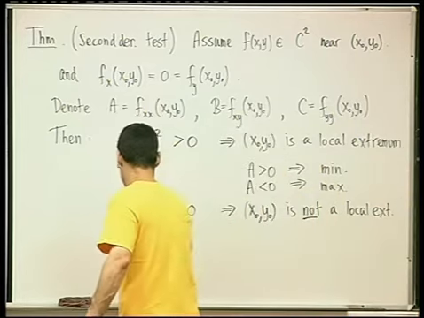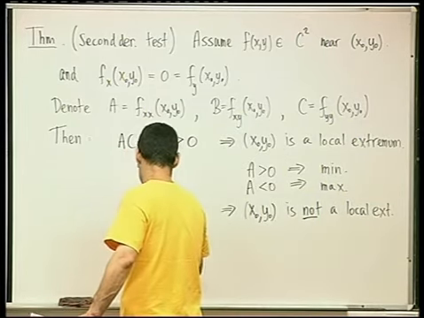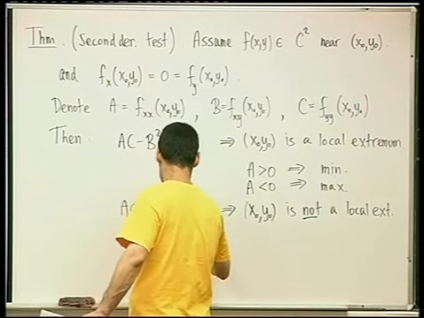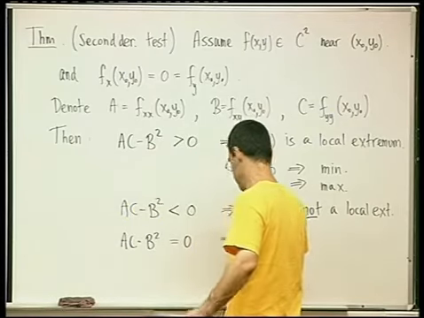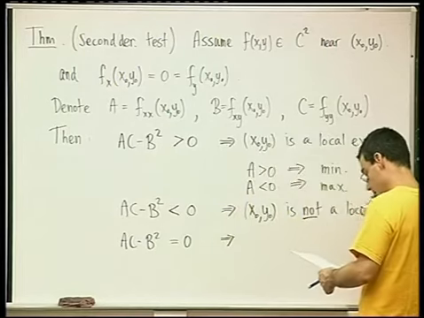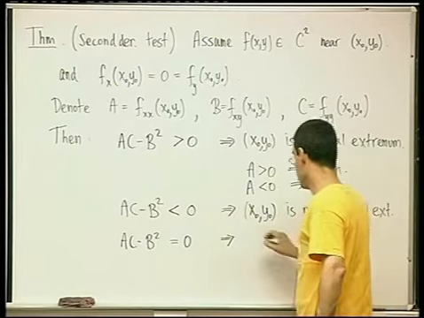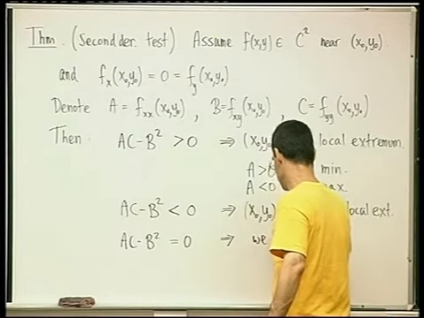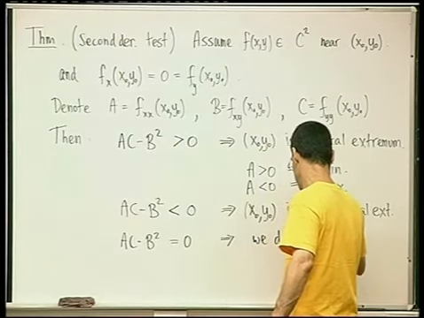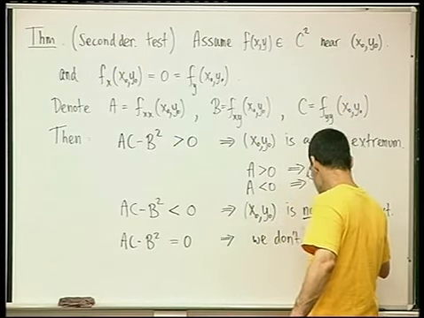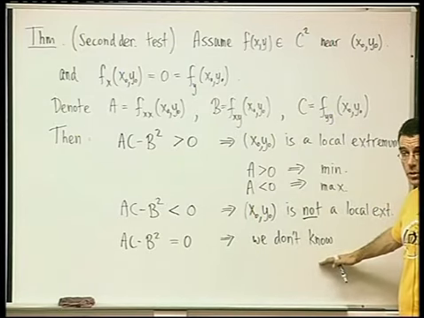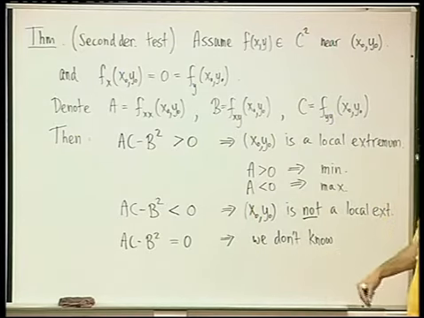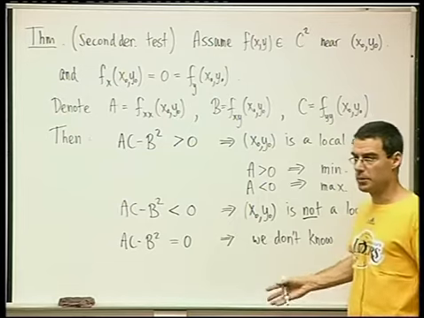And if ac minus b squared is 0, then we don't know. We don't know, meaning the theorem does not provide us with information. We have to look into further theorems, which we're not going to mention in this course.